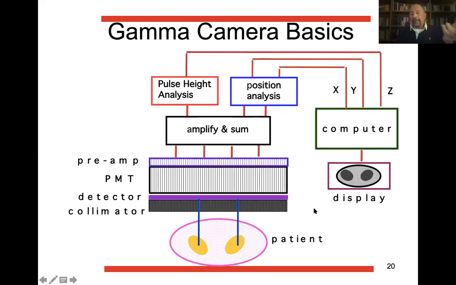So the gamma camera is pretty simple. This is your patient, where you have injected the radioisotopes, accumulated in some regions shown here. And then the photons go through a collimator. That's very important. The collimator is something special in the gamma cameras. And then you have the detector, then photomultipliers and preamplifier. This is the usual electronic chain: amplifying, summing, pulse analysis, position analysis, and then you will see the image on your computer.